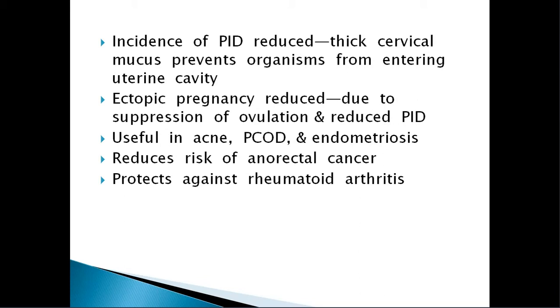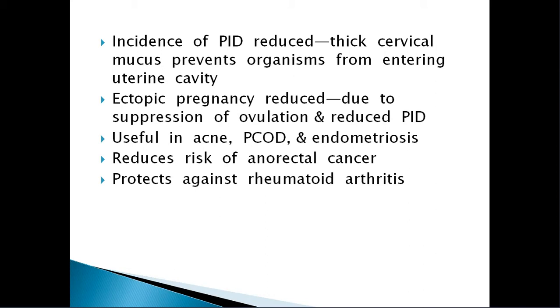Why? Because the cervical mucus is very thick. It prevents not only the ascent of the sperms, it also prevents the organisms, bacteria, and viruses from entering the uterine cavity. So, inflammation is reduced, PID is reduced. Ectopic pregnancy is reduced. Why? One reason is because there is no ovulation. The second reason is there is no PID, and so the tubal blocks do not occur, and so ectopic pregnancy does not occur. Then it is useful in the treatment of acne, PCOD, and endometriosis.